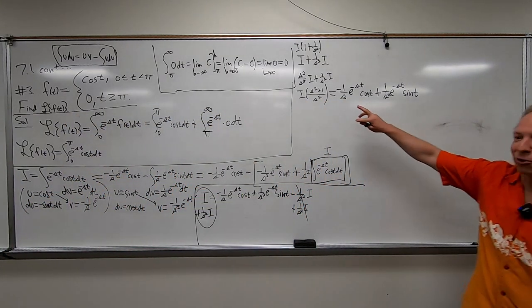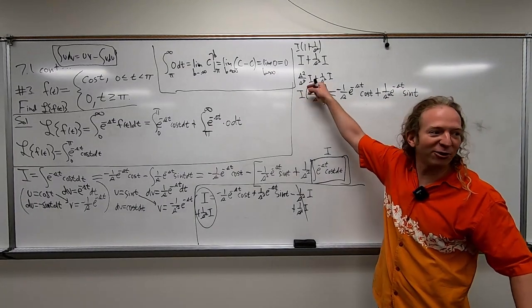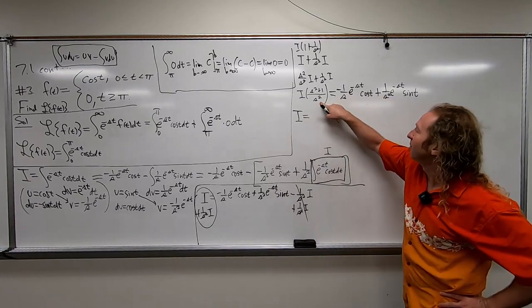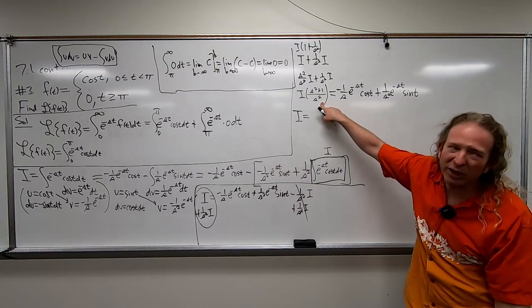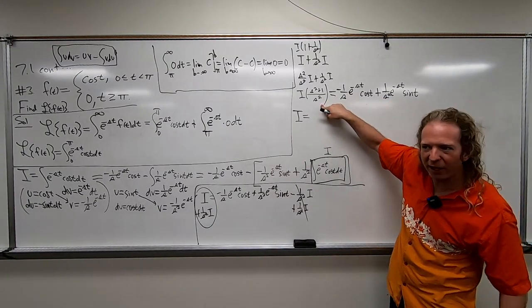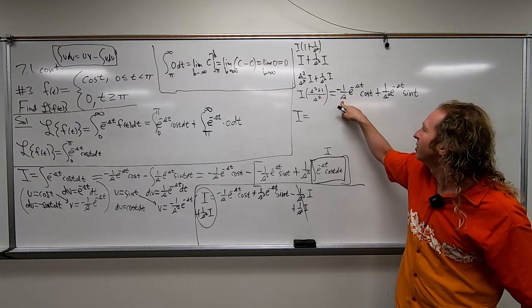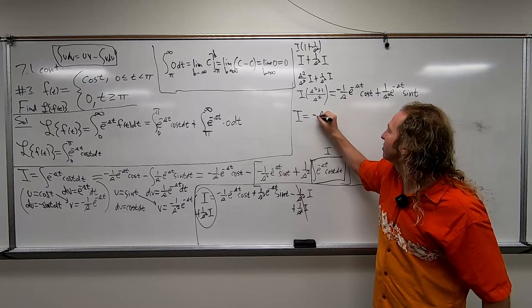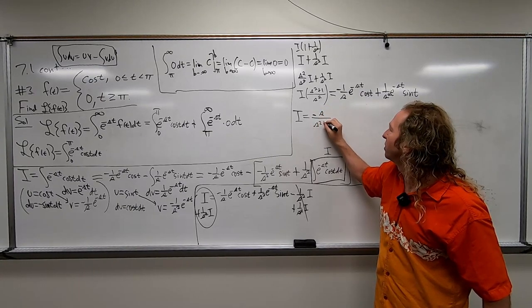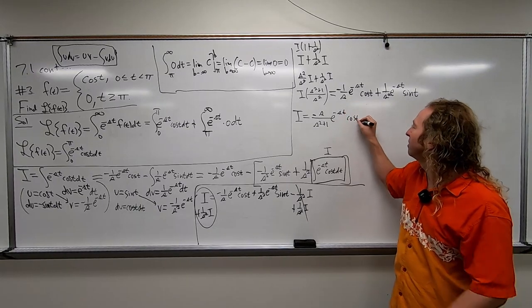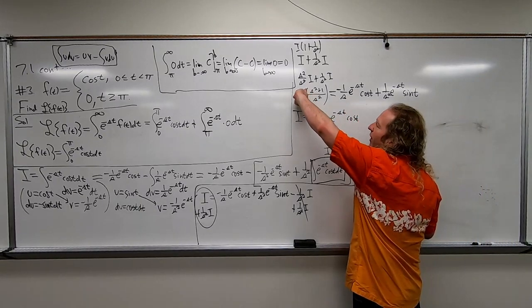Okay, so let's multiply by the reciprocal, s squared over s squared plus 1. So I is equal to, multiplying by this, I think we could do it in our head, right? We're multiplying by s squared over s squared plus 1, so one of the s's will cancel. We'll be left with negative s over s squared plus 1, e to the negative st cosine t. So I did it in my head. Basically, we're multiplying by this.